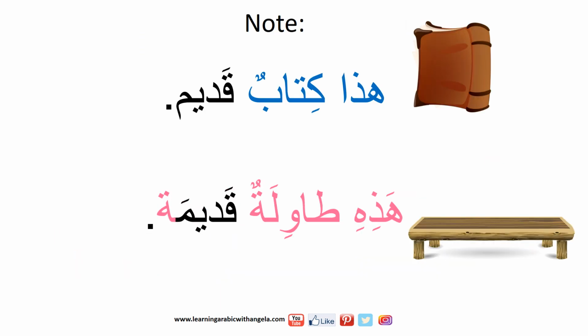And now we're going to speak about things. هذا كتاب قديم. This is an old book. Notice in Arabic that the noun comes before the adjective. So كتاب, which is book, comes before the adjective قديم, which is old. We used هذا because it's the demonstrative for the singular masculine noun in Arabic. This is versus the second example, which is هذه طاولة قديمة. This is an old table. طاولة is a feminine noun because it ends with the التاء المربوطة.